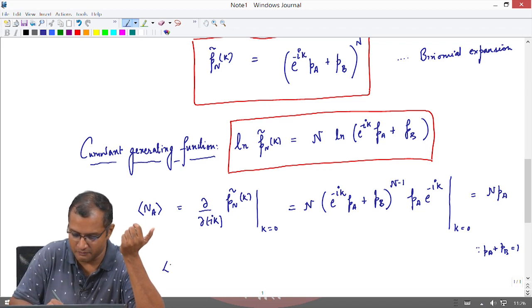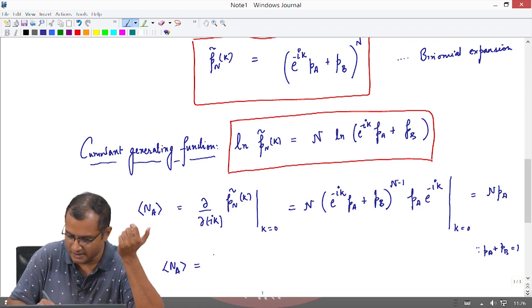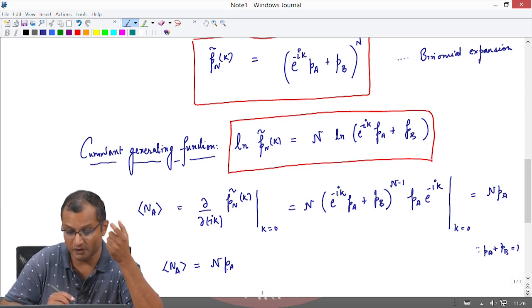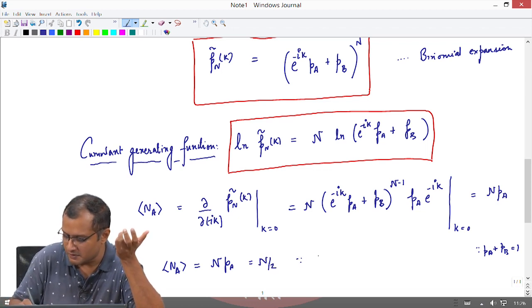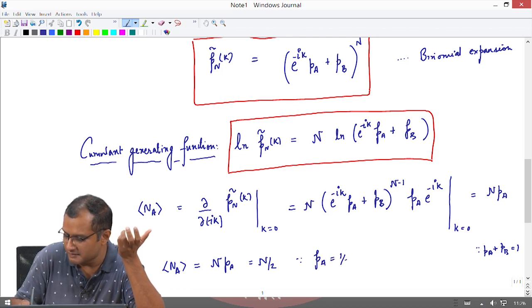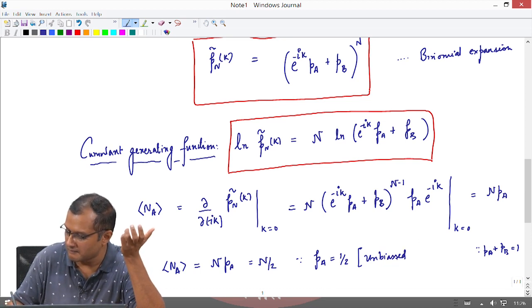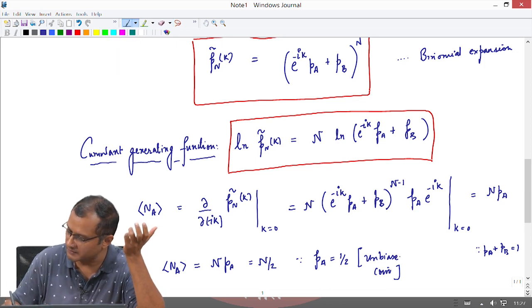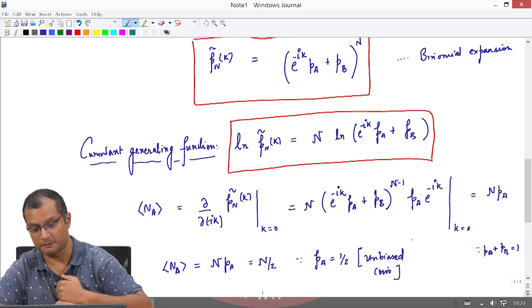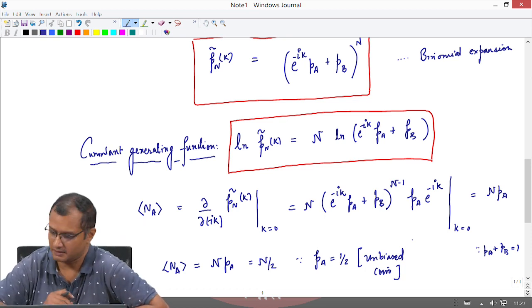Okay. So, your average number of heads after n trials is nothing but n times the probability of getting a head in a single toss. Now, if the probability of getting a head is half, this would be nothing but n by 2, because the coin is unbiased, for an unbiased coin. Okay. So, this should convince you that this machinery is working and you are getting what you expect. Okay. The answer is as expected.